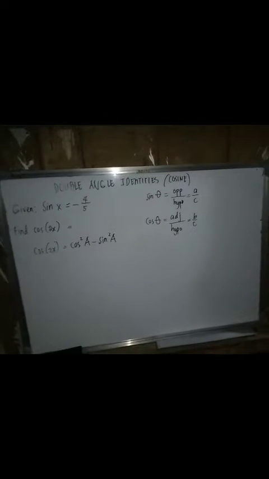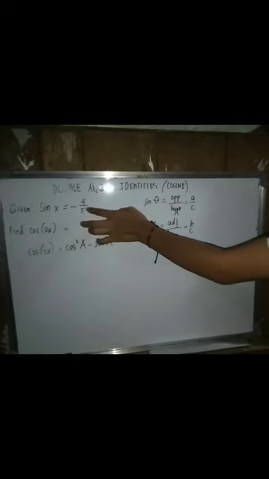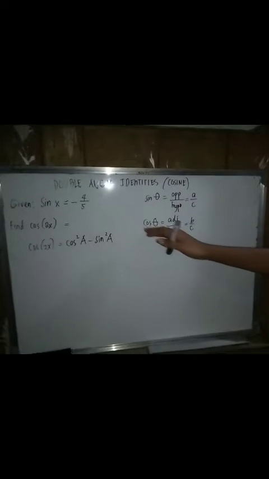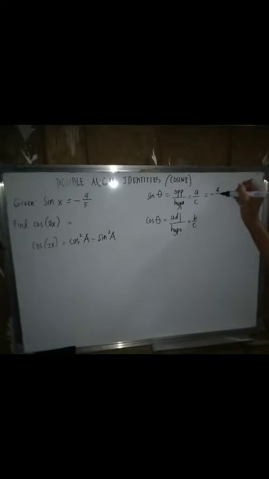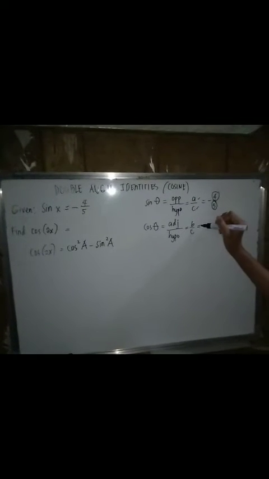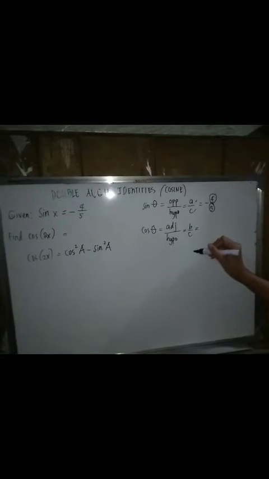Always remember that we need to master these six trigonometric functions. Now, if we have negative 4 over 5 as our value for sine squared a, we will find the cos squared a. Since we have negative 4 over 5, our cos is missing. Our 4 is our a, and our 5 is our c. So, let us illustrate using the right triangle.